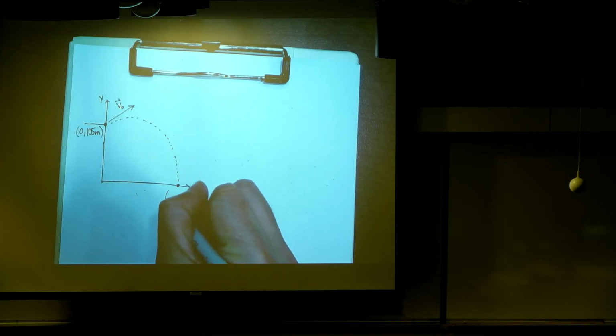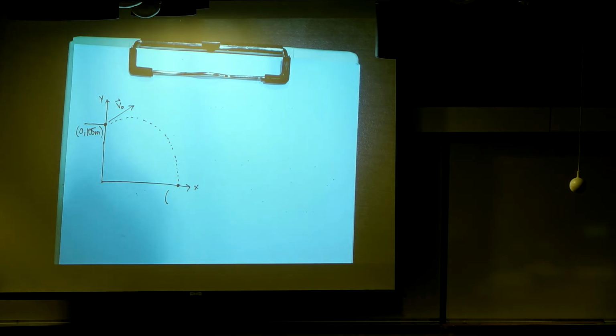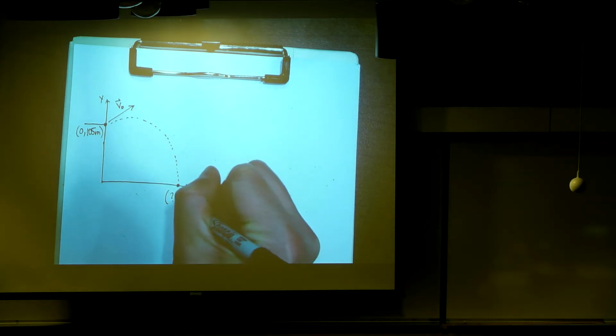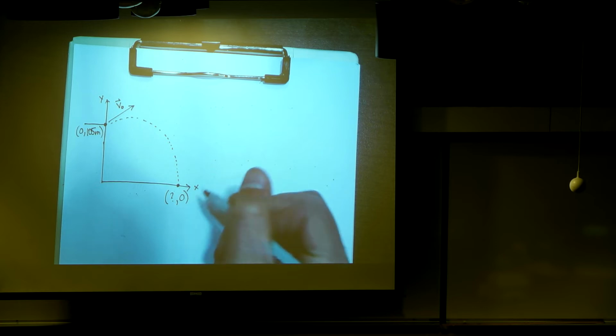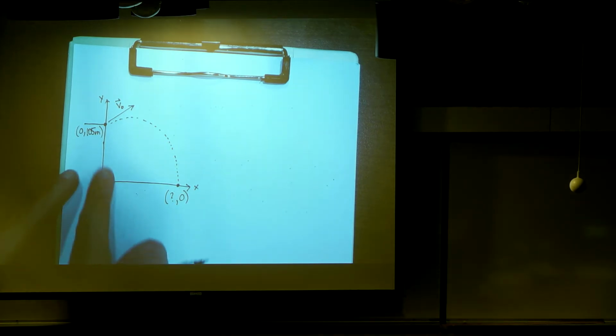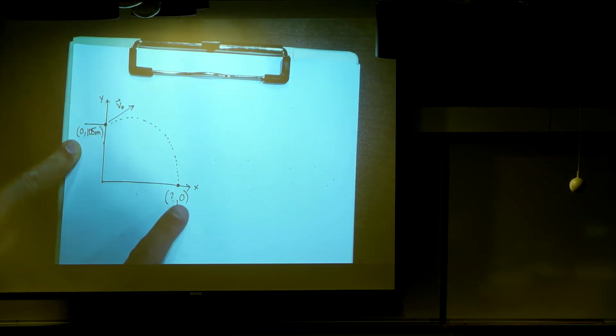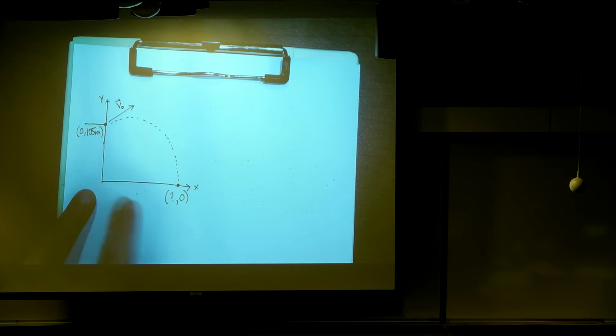All right, my final position. Do I know what the x coordinate is in the final position? No, I don't know what it is. That's part of the problem, is to find that actually. But do I know the y coordinate? 0. Yeah. So in terms of the y motion, we go from 105 meters to 0. In terms of the x motion, we go from 0 to some unknown final location. Okay?